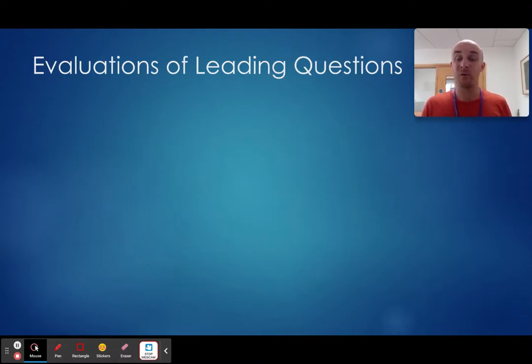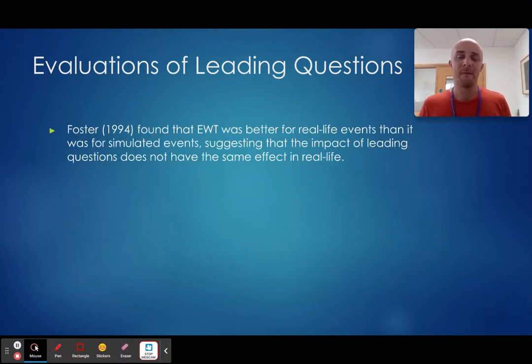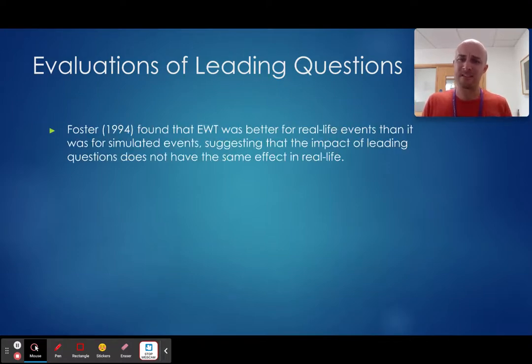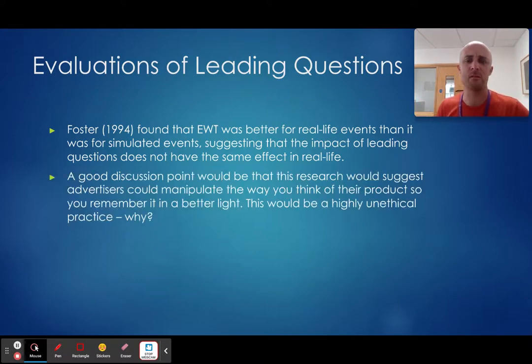So in terms of evaluating leading questions, this concept that we talked about so far, Foster, the problem with Loftus and Palmer is they made them watch films in a lab. If you've ever seen an actual car crash before, it's actually quite emotive. You get a little bit of adrenaline, for example, and you're not even in the crash. But if you watch it on a screen, you get no emotions whatsoever. So the problem is that it wasn't real crashes. They did it in a lab, and that probably is quite important. Foster apparently found that eyewitness testimony was better for real life events and not for simulated events like watching videos, suggesting that the impact of leading questions does not have the same effect. So that's a big criticism of it.